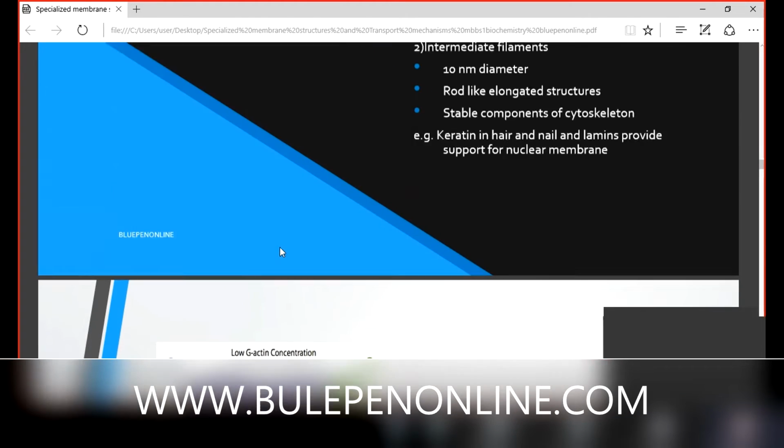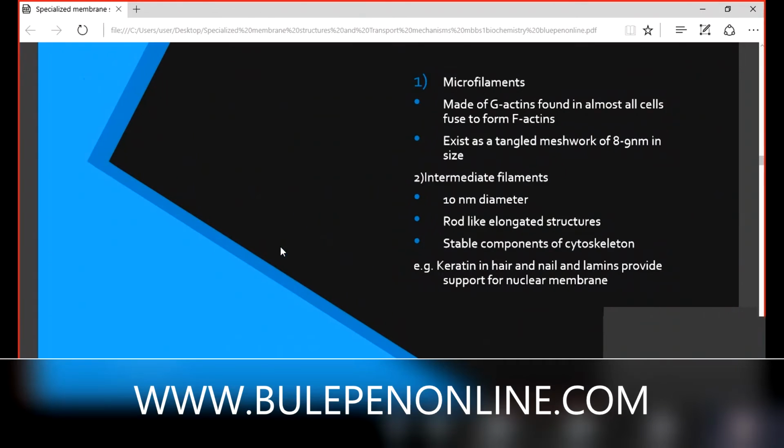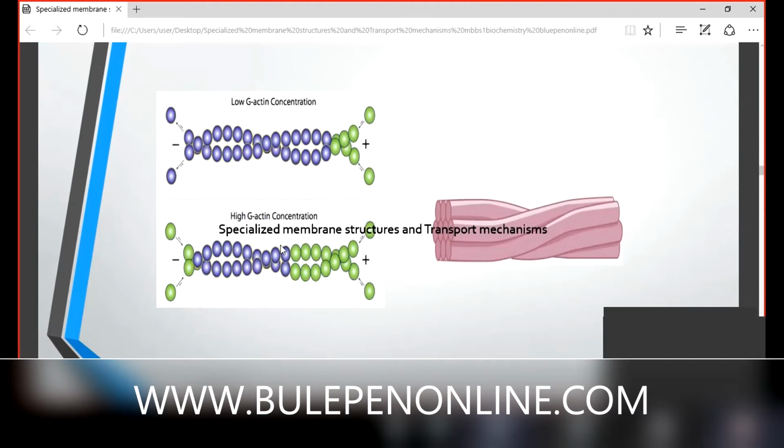Okay, then next is Meghna. What is the role of intermediate filaments? It forms a stable component in the cytoskeleton. It's a rod-like structure. Yes, from the diagram it is clear. Intermediate filament is a rod-like structure.